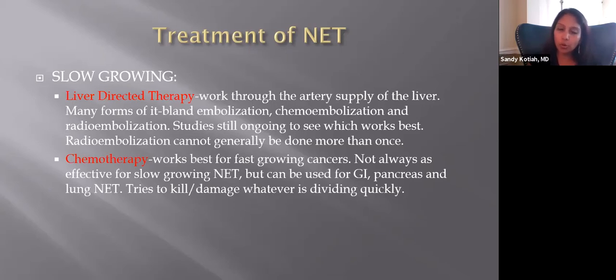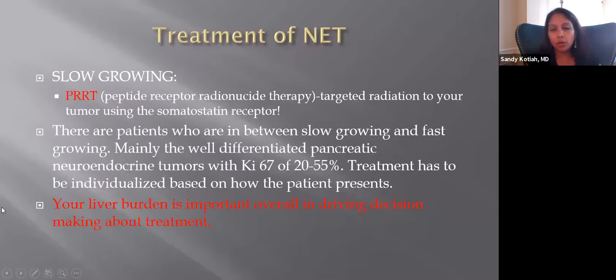It can work for slower growing neuroendocrine tumors, but again, it tends to be more effective the faster growing your cancer, just generally speaking. And of course, there's PRRT, which is a treatment that was approved 3 years ago, where you can give targeted radiation to the tumor using the somatostatin receptor.